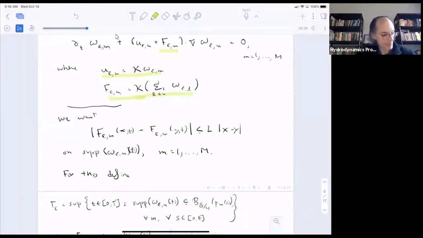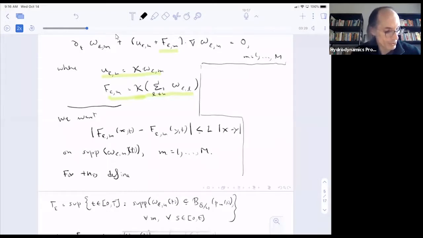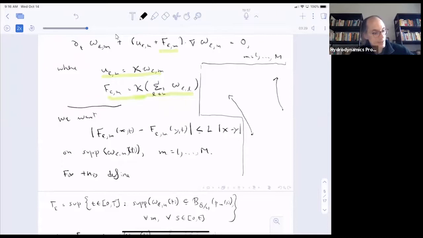So let's draw a picture. Let me assume I have just two blobs to start with. Let me draw a picture for the ODE trajectories. I start with some initial centers of vorticity, and then I evolve them following some ODE. So I get some P sub m of t.